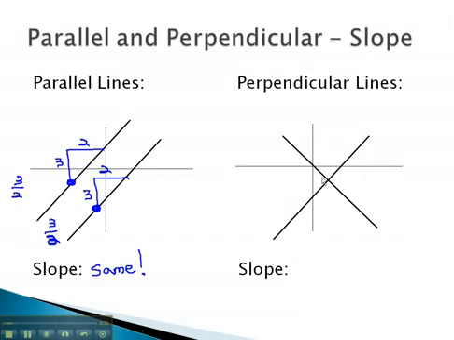With perpendicular lines, or lines that meet at a right angle, to make them intersect, if one rises 2 and runs 3, to make the intersection happen at a right angle, as a result of the Pythagorean theorem, it turns out we must drop 3 and run 2. Notice our slopes now are 2/3 and -3/2.